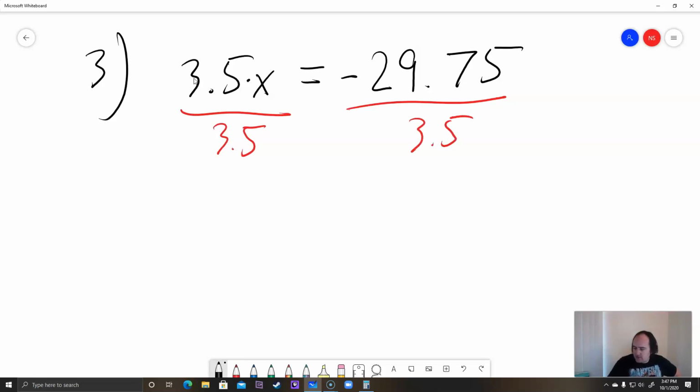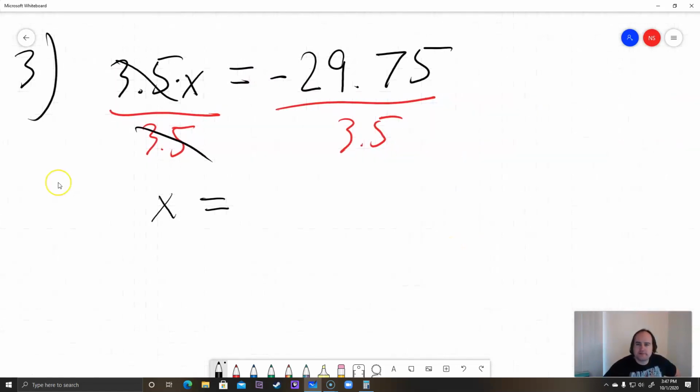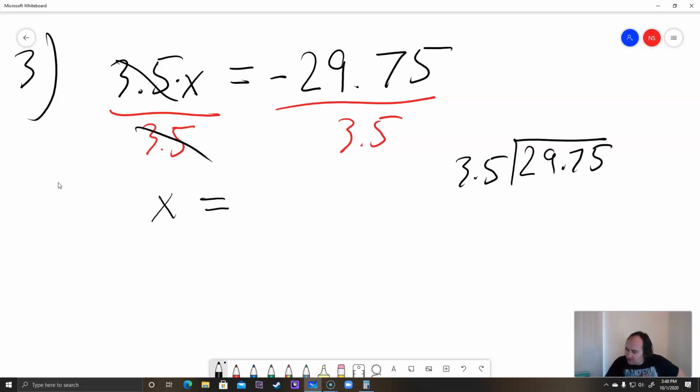So on the left side, we're just left with x. And then on the right side, I will do this one by hand, and then I'll also show you on a calculator. It'll be much quicker. So by hand, we would be doing 29.75 divided by 3.5. And the only reason I wanted to show you this one by hand is just in case you don't know how to divide decimals by hand.